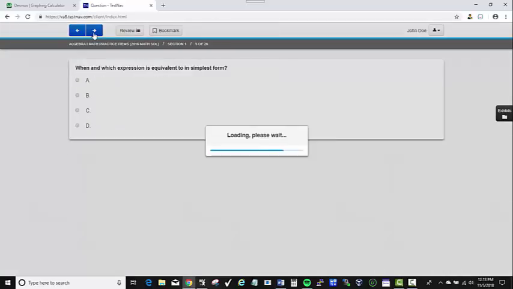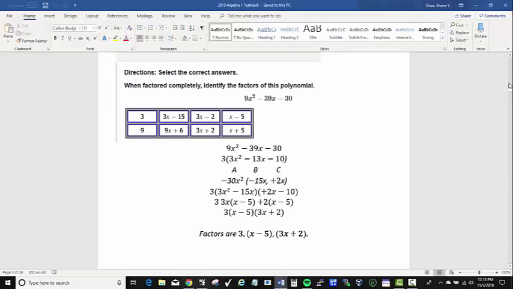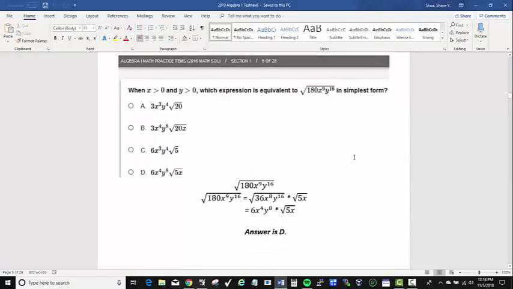All right, let's move on here. When x is greater than 0 and y is greater than 0, which expression is equivalent to the square root of 180 x to the 9th, y to the 16th in its simplest form? Okay, let's see here. What I usually tell my students to do is take whatever this problem is and split it into 2 separate square roots. And what you do is everything which is a perfect square, place under your first radical. Everything which is not a perfect square, place under your second radical.